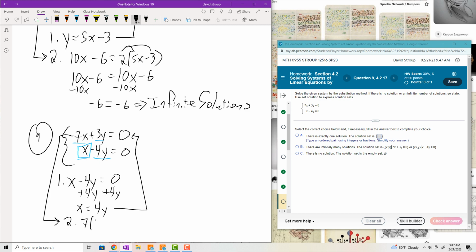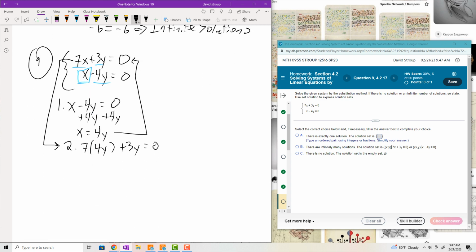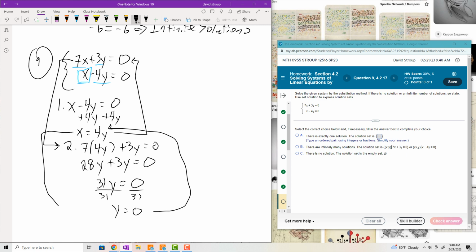So you have 7 times x, which is now 4y, plus 3y equals 0. And then 7 times 4 is 28. Y plus 3y is 0. That'll be 31, 28, 29, 30, 31. Y is 0. Divide out. And you get y is 0. So back sub that into the first equation there for step 3. So x will be 4 times 0, which of course is 0. So our solution is just the origin.